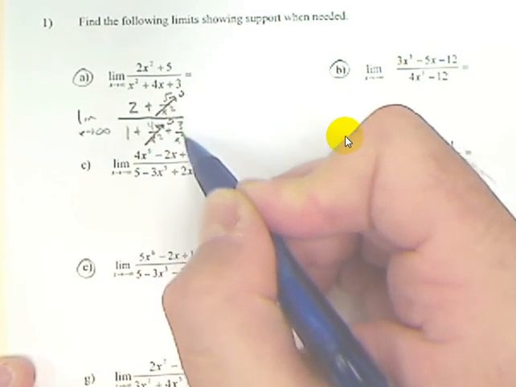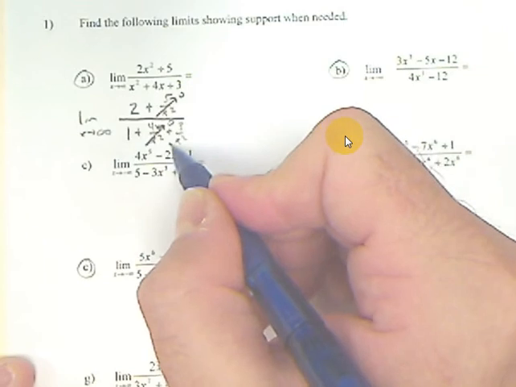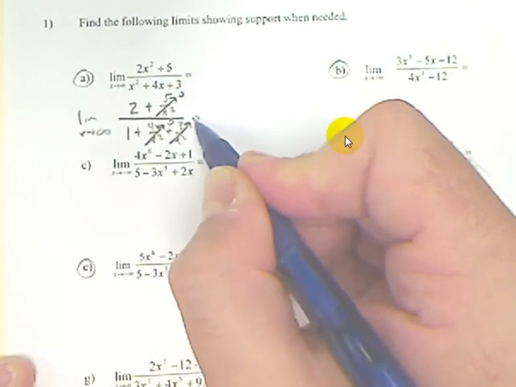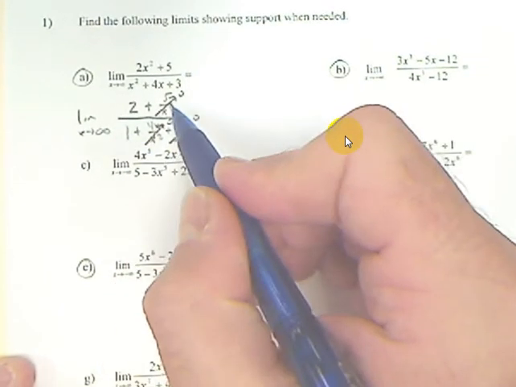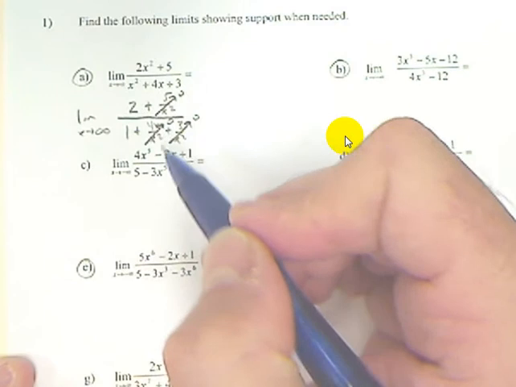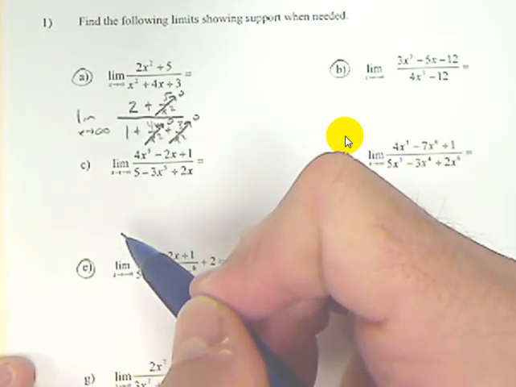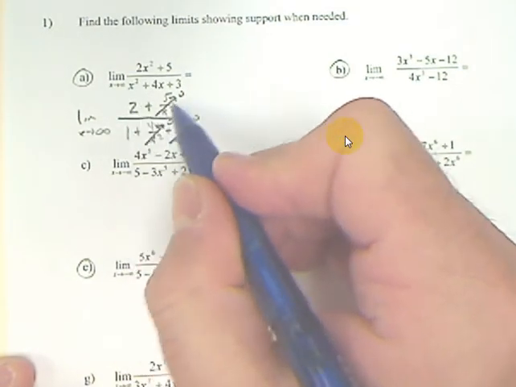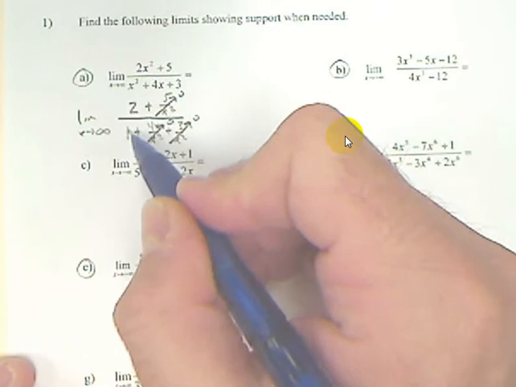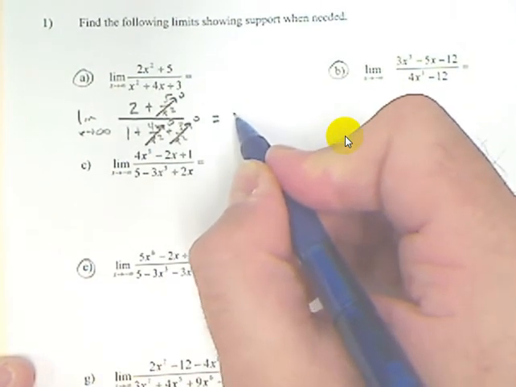If you put 1,000,000 here, you'd have a 3 divided by 1,000,000 squared, which is getting really, really close to 0. So as the x's get huge, these 3 fractions themselves are getting really, really close to 0, which means all that's left is 2 plus 0 over 1 plus 0 plus 0, or 2 over 1, which is just 2.